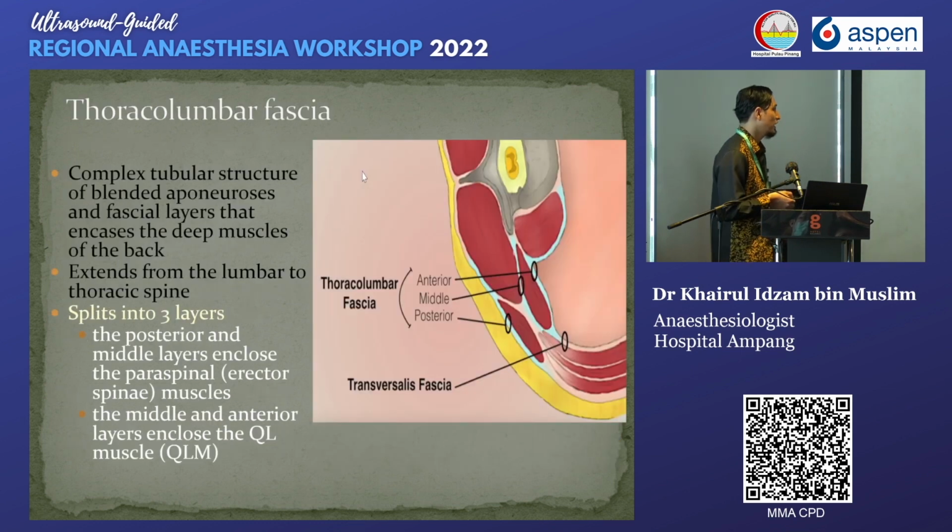The thoracolumbar fascia. The thoracolumbar fascia is a complex structure of blended aponeurosis and fascial layers that encases the deep muscles of the back. It extends from the lumbar to thoracic spine and splits into three layers: anterior, middle, and posterior. So the posterior and middle layers enclose the paraspinal muscles. The middle and anterior layers enclose the QL muscle. So when we perform QL blocks, usually we want to target the anterior and middle thoracolumbar fascia.